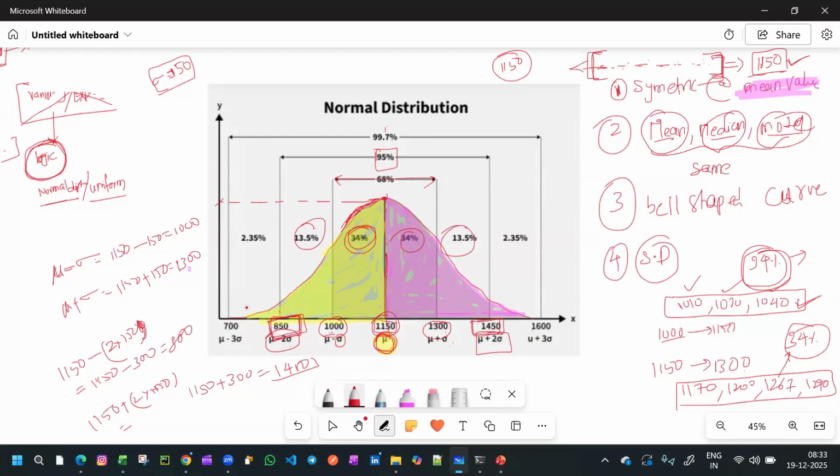And again, if I take one more, let's say minus 3 sigma and plus 3 sigma, almost 99.7%, this is also fixed. 99.7% means almost all the data. 99.7% of the elements in this data set are ranging from 700 to, let's say, 1600. And of course, there will be a little bit more. So let's say only some 0.3% of data is less than 700 or greater than 1600, which means a very, very small amount of data.